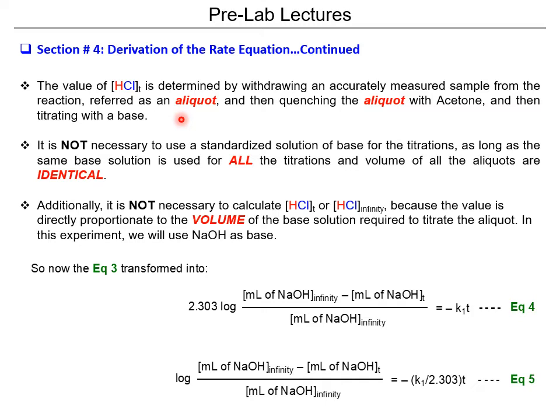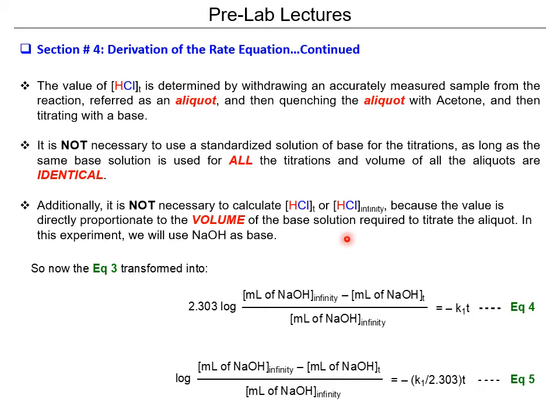Now, this is very important, right? All the volumes have to be the same. Otherwise, you won't get accurate readings. And additionally, it's not necessary to calculate the concentration of HCl at time t or at infinity, because the value is directly proportional to the volume of the base required to titrate the aliquot.